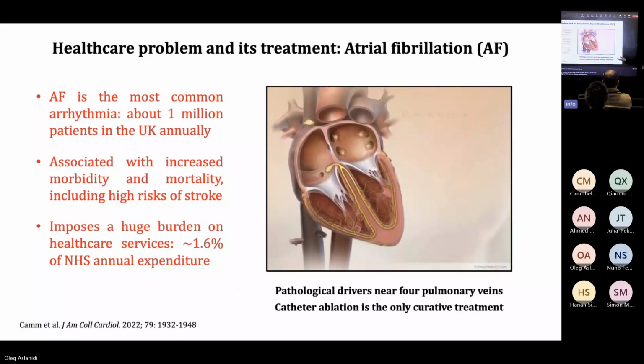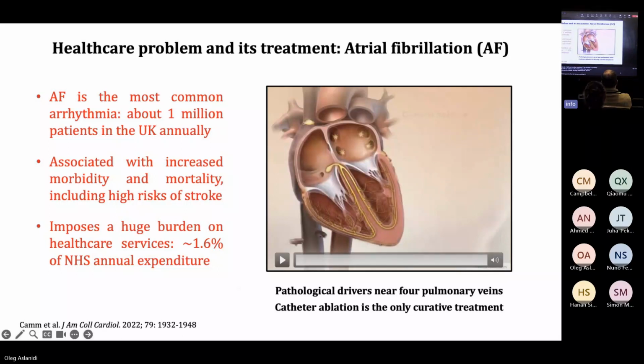Given that there are hundreds of different cardiac conditions, if you multiply it, it probably will scale up to about half of the NHS budget being spent on cardiovascular disease. Actually, cardiovascular disease is more expensive than all cancers combined.